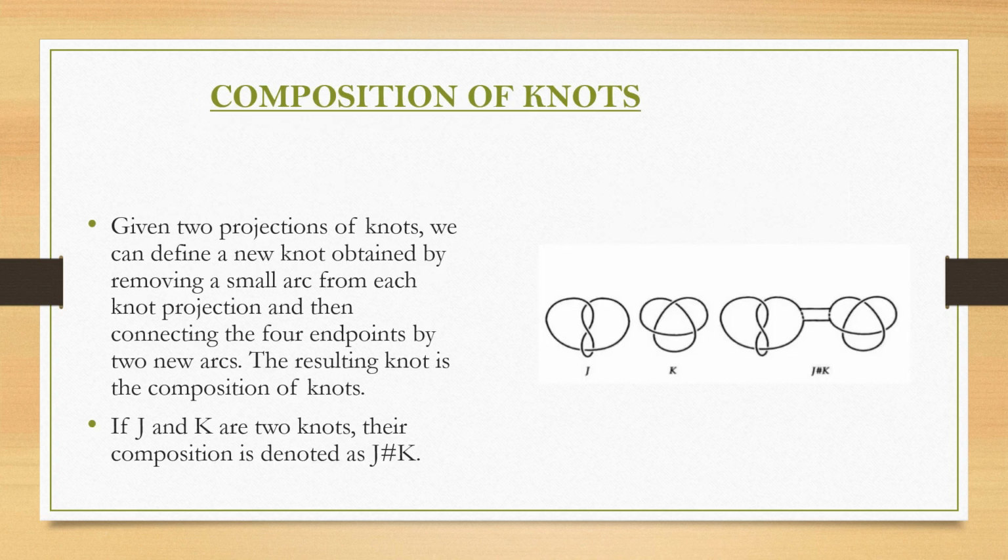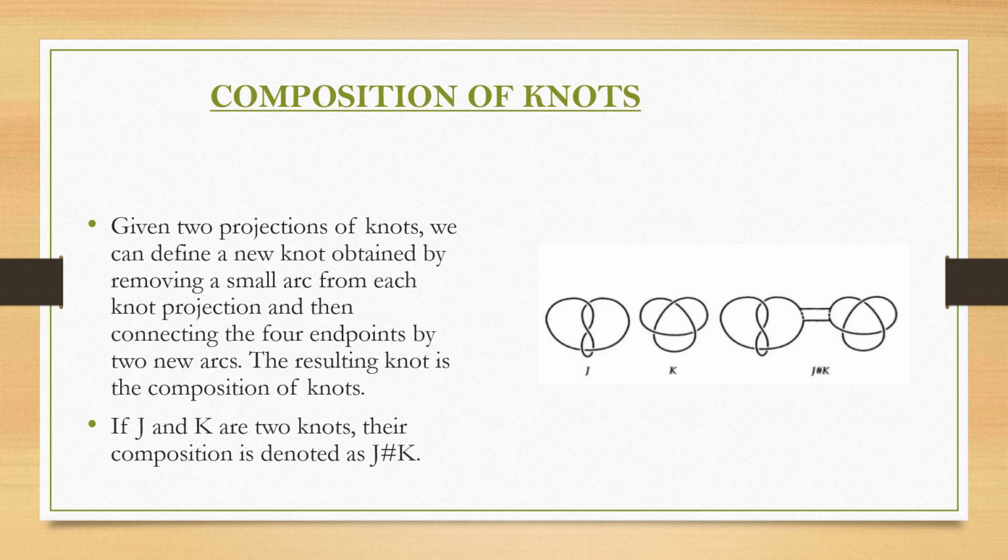Now we speak about composition of knots. The basic idea of composition of knots is that you can obtain a new knot if you're given two different projections of knots. It is obtained by removing a small arc from each knot projection and connecting the four endpoints by two new arcs such that they do not have any crossings in between. So the resulting knot would be called the composition of knots. And if J and K are two knots, their composition is denoted by J hash K.